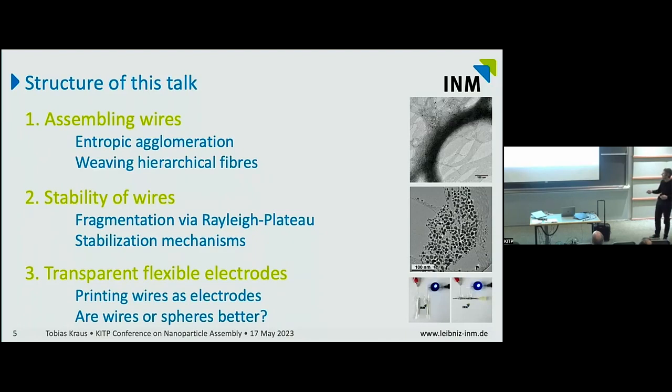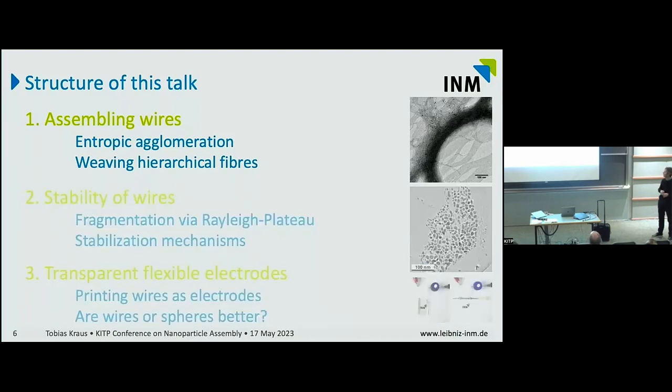And then finally, I'd like to talk about transparent flexible electrodes, because it turns out that you can print these as they percolate very easily, thanks to their large aspect ratio, into electrodes. And I'd like to then end by comparing to wires and asking whether it is better to assemble an electrode out of such wires or out of spheres, using also gold.